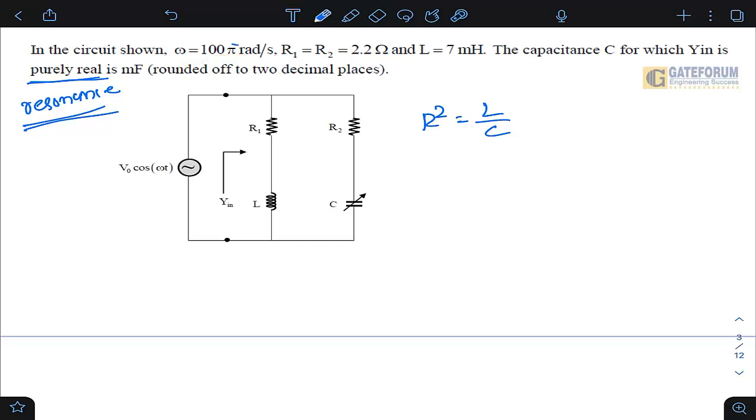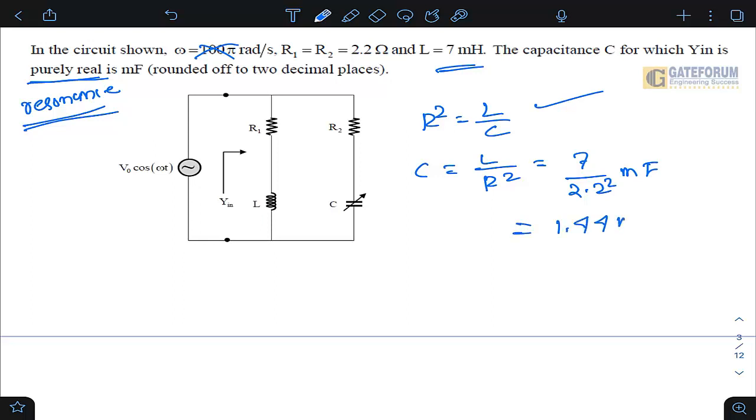It is completely irrelevant as far as this question is concerned. So at all frequency, the circuit will be under resonance if we satisfy this condition. So C is equal to L by R square. The L value is given as 7 millihenry, so it will come in milli units. So 7 by 2.2 square you will get, R square it is there, isn't it? If you solve this, it comes as 1.44 millifarad. So the answer is 1.44.